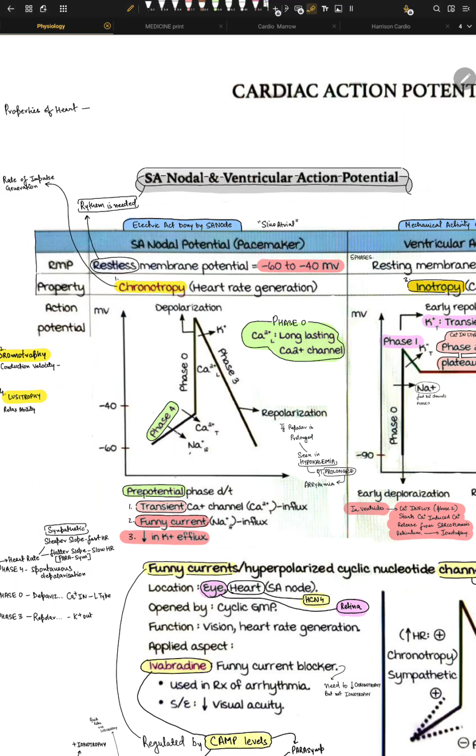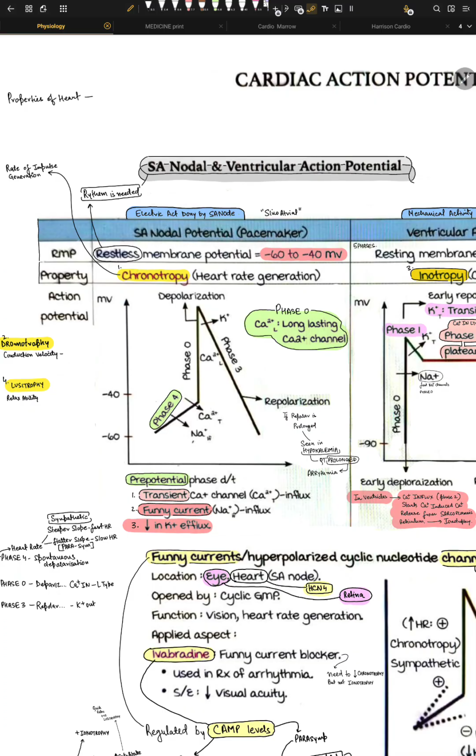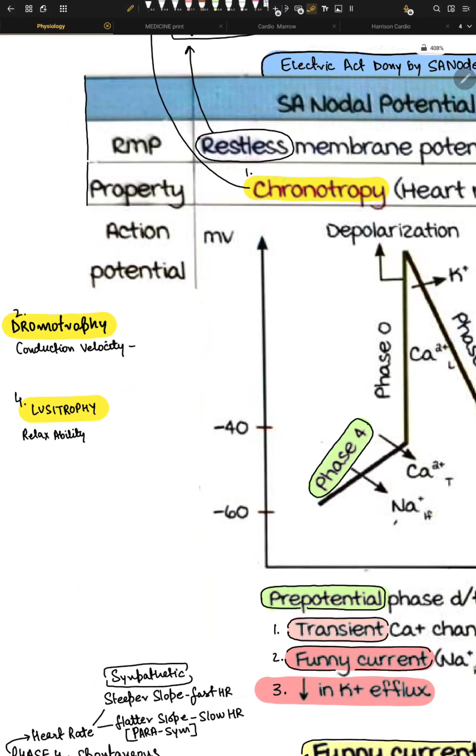Let's talk about the phases of how it really happens, because we want to know about it. Before that, I want to expose you to some terms called dromotropy. Dromotropy means the conduction velocity, how fast conduction is happening. Something can be positive dromotropic or negative dromotropic. It means something will influence things in such a way that the speed of conduction will go down or go up. I hope you understand this.